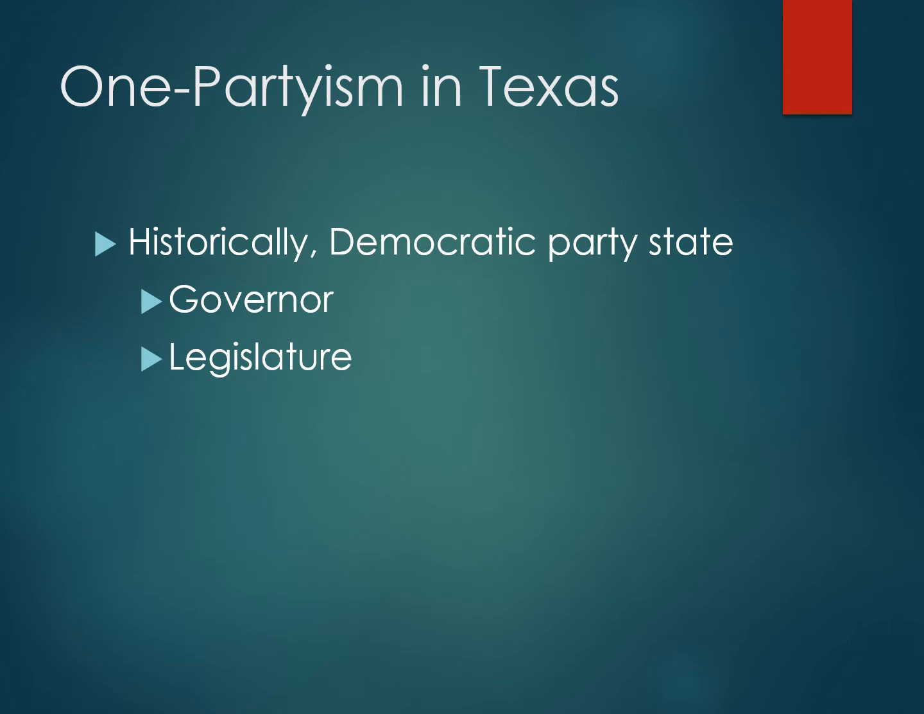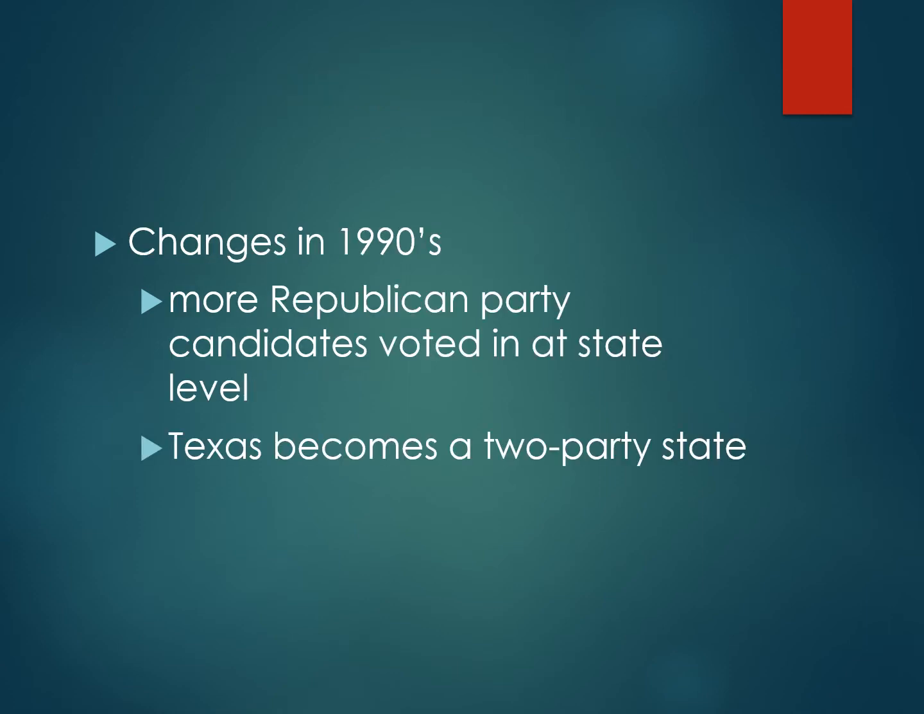Okay, up to this point Texas was a one-party state, but things started to change, and these changes started to happen in the 1990s. All of a sudden, more Republicans were being voted into state office. It was a trend that started in the 90s and lasted for about another 10 or 12 years, when Texas was all of a sudden becoming a more competitive state, more of a two-party state. So let me show you some figures of what I'm talking about.